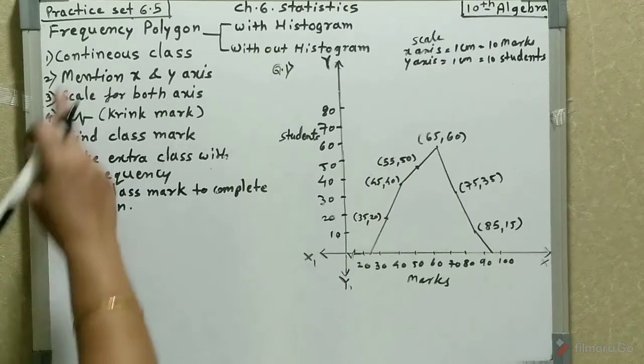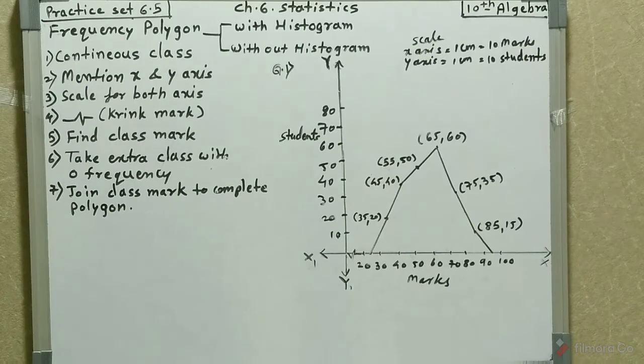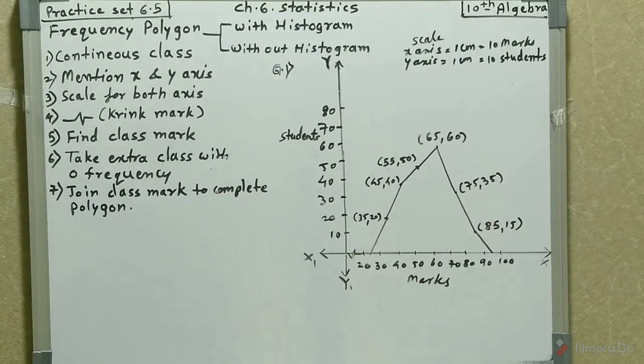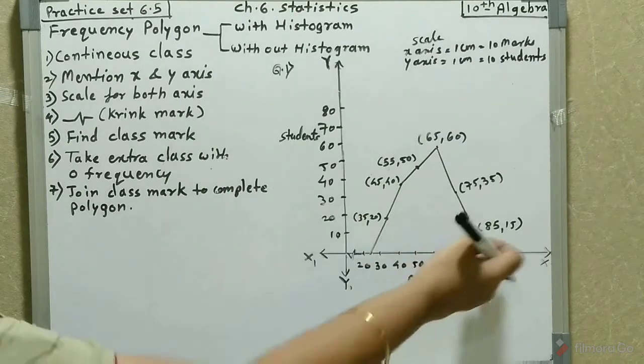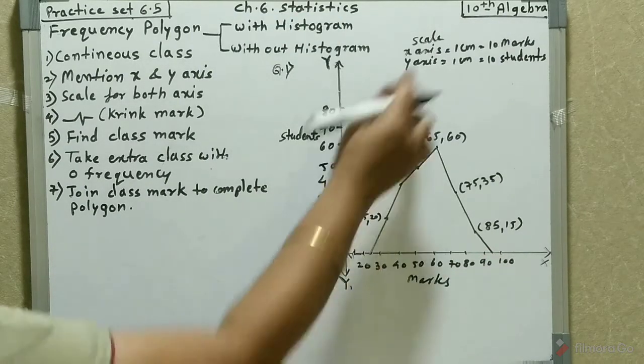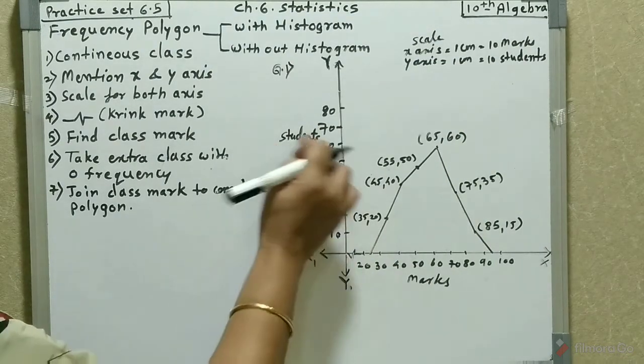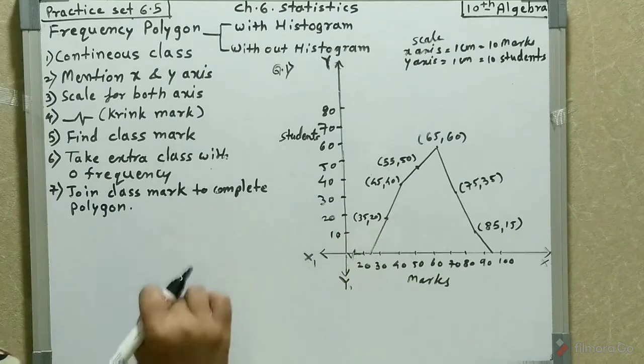We start practice set 6.5. See the first example. Observe the following frequency polygon and write the answers to the questions below it. So this is the frequency polygon. It is given in your textbook. Here the x-axis and y-axis are given: on the x-axis 1 centimeter equals 10 marks, and on the y-axis, students, 1 centimeter equals 10 students.